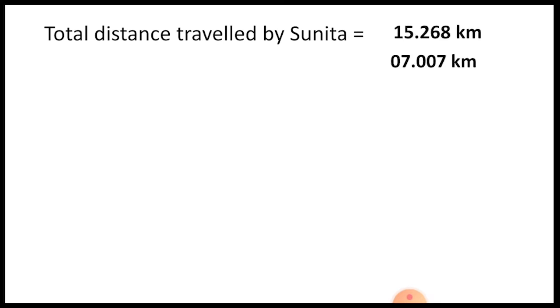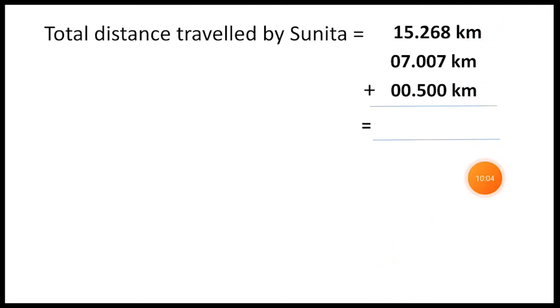So first of all, we'll arrange all these distances, whatever was traveled by bus, by car and on foot. Then we'll place an addition sign as we are doing the addition operation here. So now let us get the sum. Again here we will start the sum from the extreme right hand side. So here you can see when we add 8 plus 7 plus 0, we get 15.